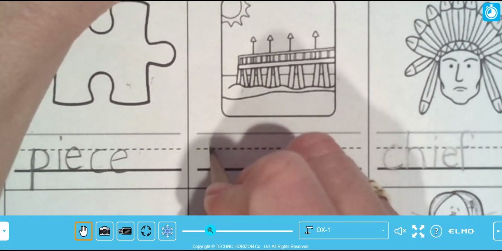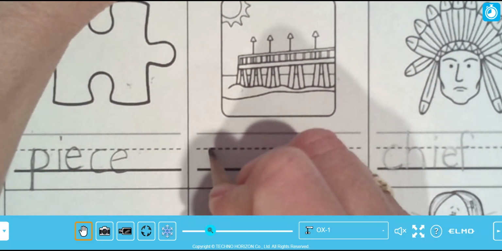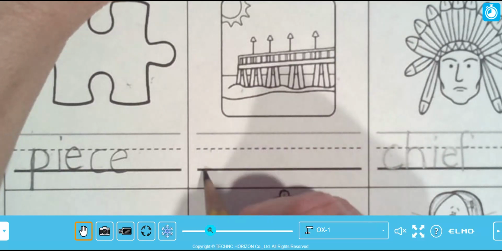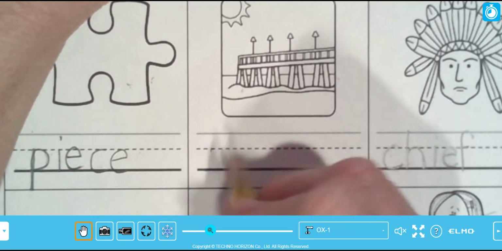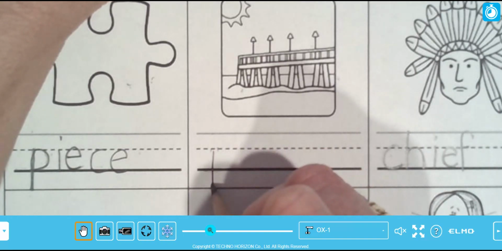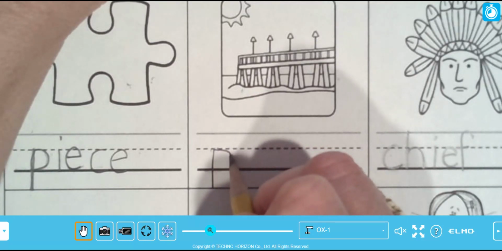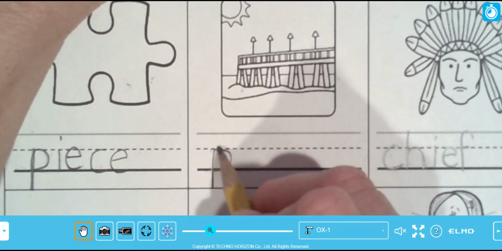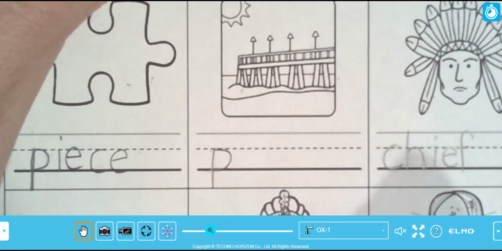So we got to start with a P, and a P is a fall. It's not a tall, it's not a small, it's a fall. So it goes below this line. So we start at the dotted line, down below the line, then back up, turn on the dotted line to the bottom. So P. Good.